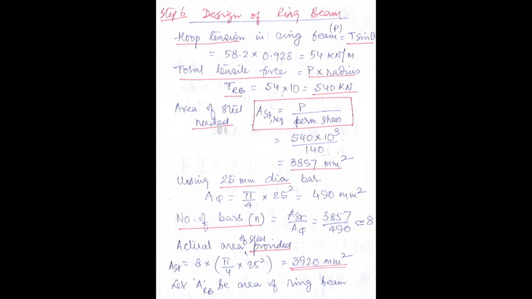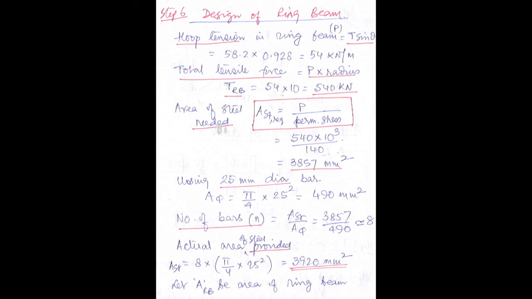Let us see what the actual area of steel provided is. 8 multiplied by pi by 4 into 25 square gives us 3920. What was our requirement? Our requirement was 3857, but by approximating the number of bars to a whole number, that is 8, we are getting the actual area as 3920.